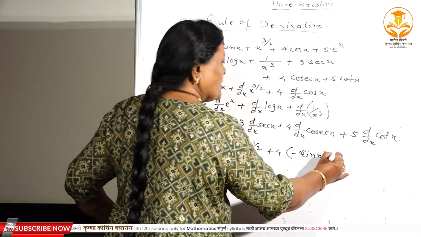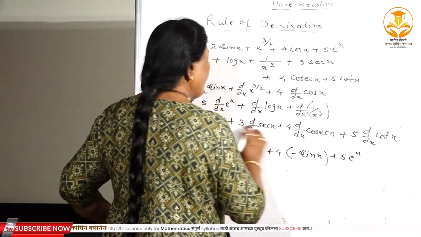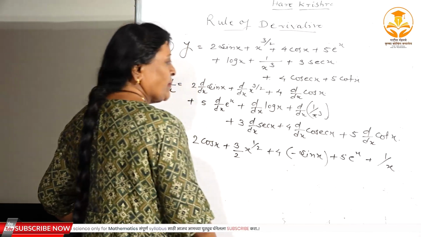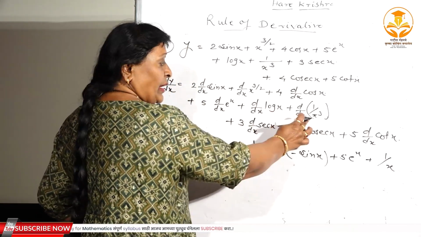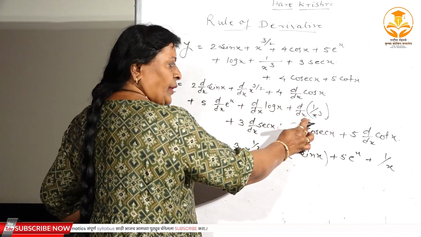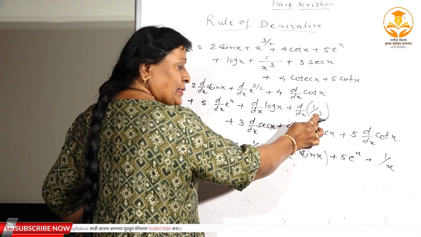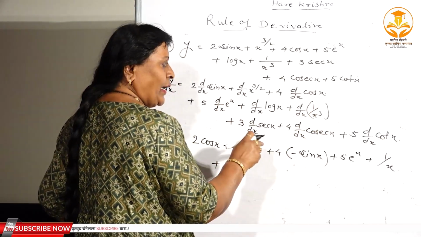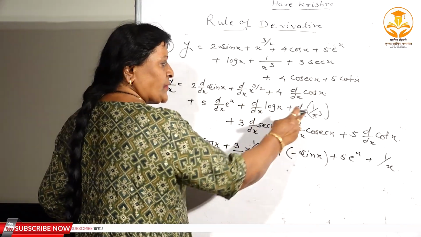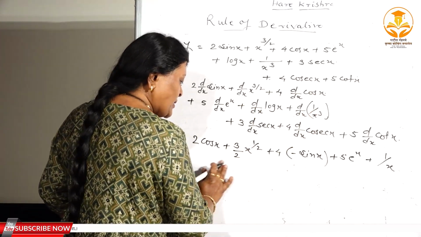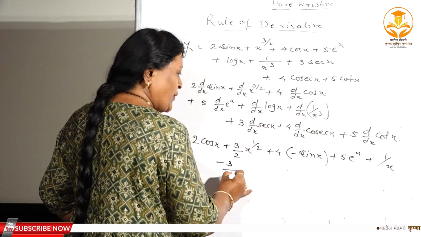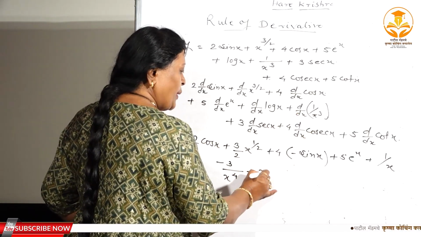Again 5 remains as it is. e to the power x, derivative e to the power x. Again the derivative of log x is 1 by x. Again 1 upon x to the power 3. Right? Again the power is in the denominator. What is the formula? Minus n divided by x to the power n plus 1. Means minus 3 divided by x to the power 3 plus 1, means 4. Again 3 remains as it is.